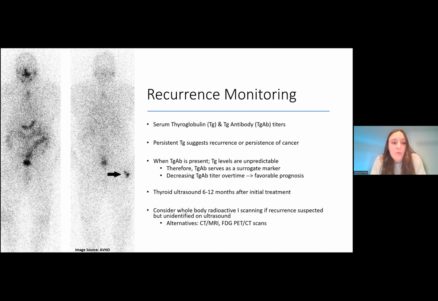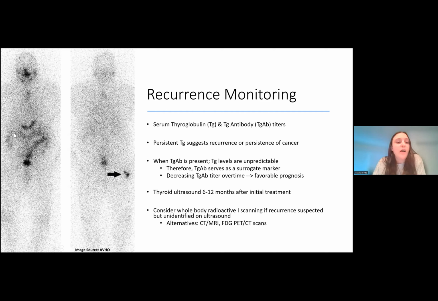Another important thing to remember in your continuity clinics is patients typically require a repeat ultrasound around 6 to 12 months after their thyroidectomy. And other things you might want to think about, if you're worried about recurrence or it's suspected but you can't identify anything on an ultrasound, is to consider CT, MRI imaging, or radioactive iodine scanning.